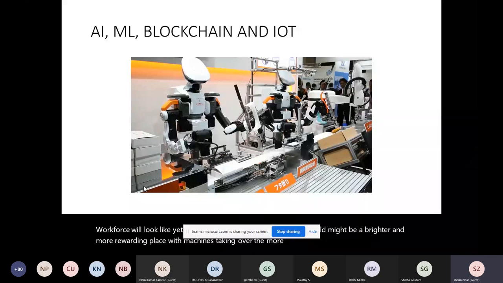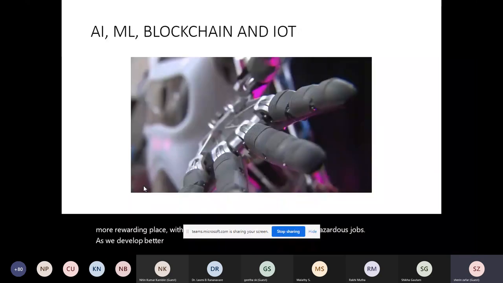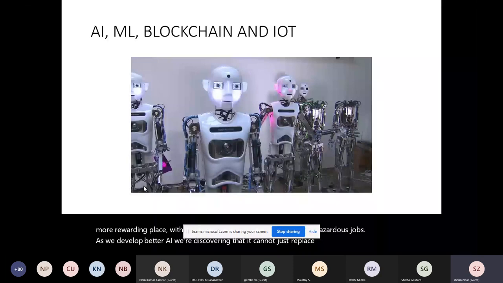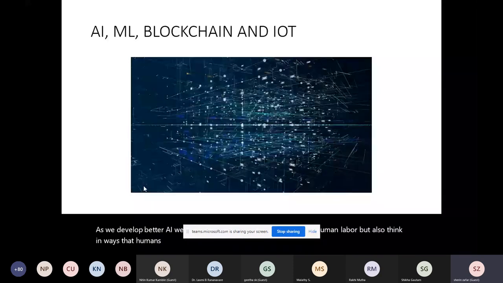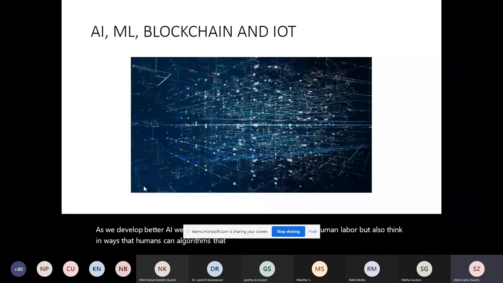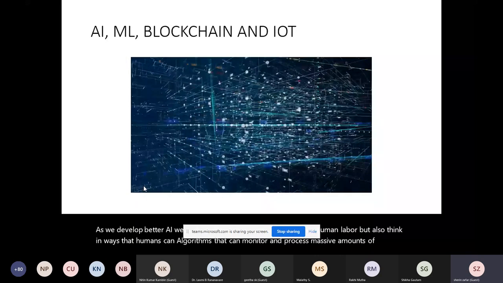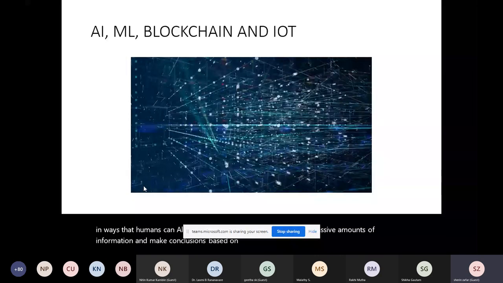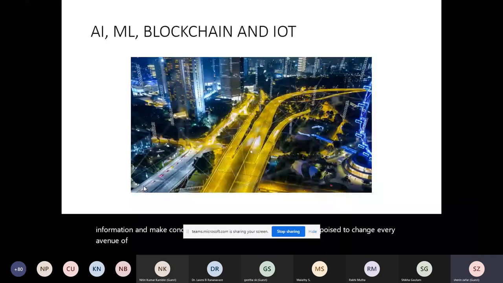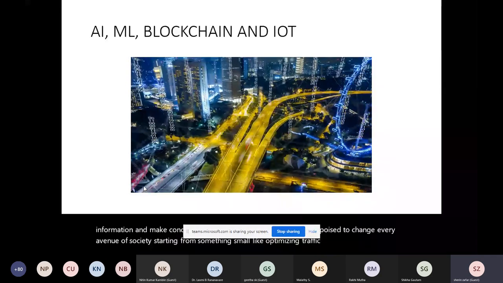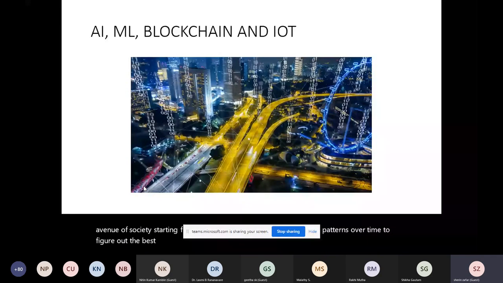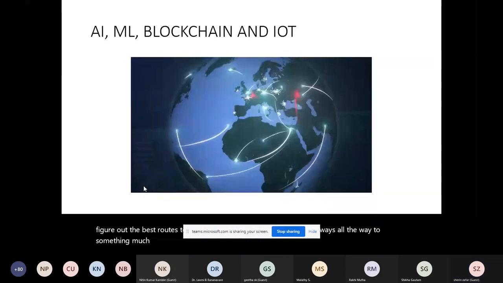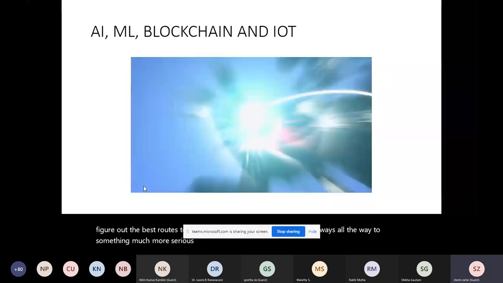As we develop better AI, we're discovering that it cannot just replace human labor, but also think in ways that humans can't. Algorithms that can monitor and process massive amounts of information and make conclusions based on patterns in that data are poised to change every avenue of society. Starting from something small, like optimizing traffic patterns over time to figure out the best routes to take or how to fix roads and rebuild highways, all the way to something much more serious, like monitoring epidemics and disease and stopping them before they spread.